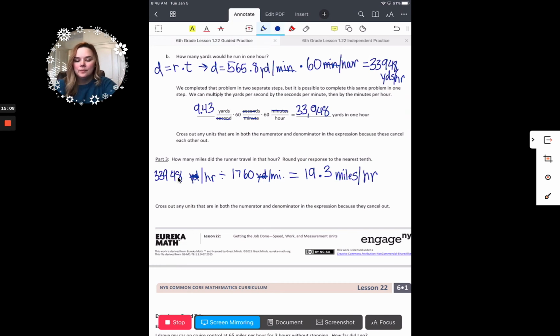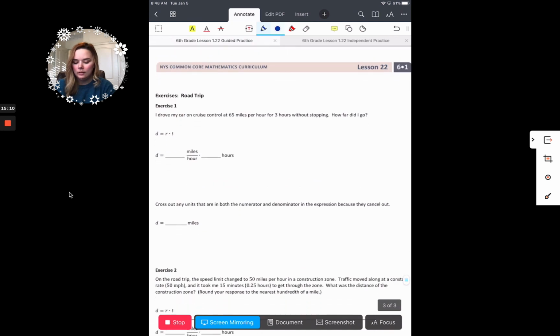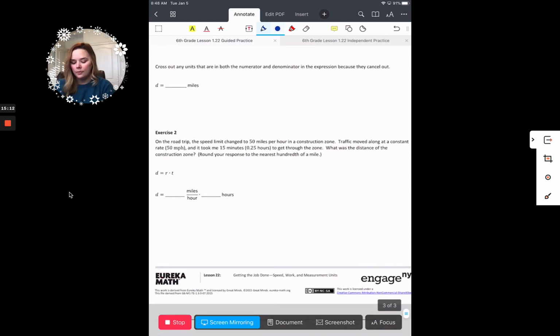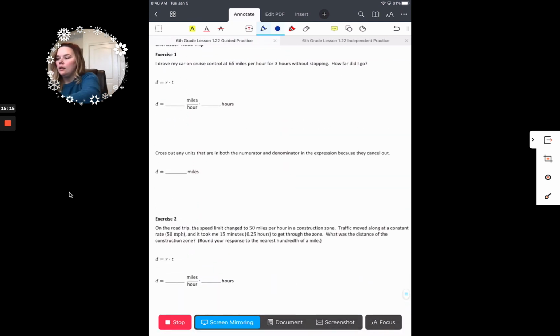Alrighty, so let's keep going. We have a little bit more. We only have one more page. So our next problem says, I drove my car on cruise control at 65 miles per hour for 3 hours without stopping. How far did I go? So I want you to pause here, work that problem out, and then pop back on to get your answer. If you get stuck, pop back in to get some help, and then keep going.